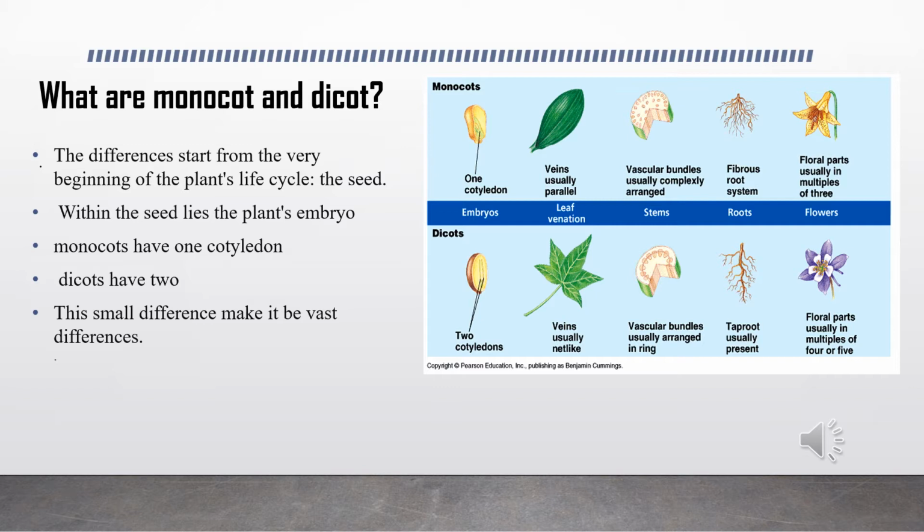Now, what are monocot and dicot? The difference starts from the very beginning of the plant's life cycle, like the seed. Within the seed lies the plant embryo. The beginning of the life cycle is the main cause of the vast difference between monocot and dicot. Monocot have one cotyledon while dicot have two. This small difference makes for vast differences.